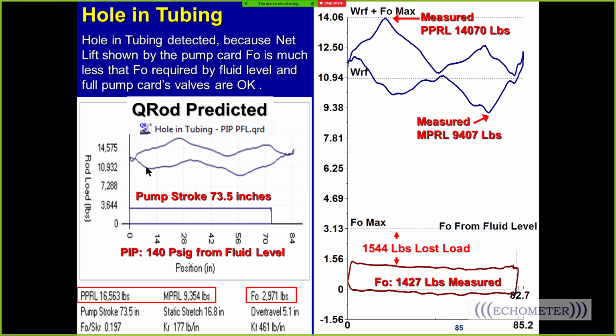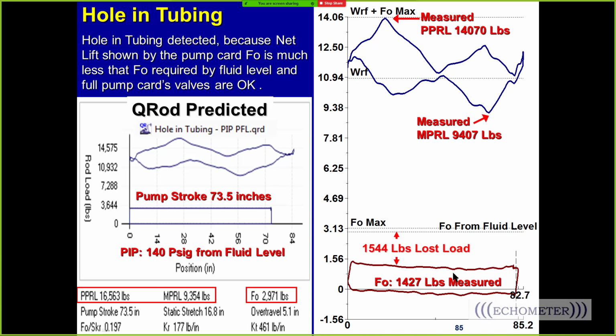QRod calculates what the load should be. And QRod says, hey, the loads on the upstroke, peak load should be 16,500. And look, the peak loads are way too low, but the minimum load matches up. So on the downstroke, the pump card is going to be okay. On the upstroke, we're missing some of our load. And the pump card is not tall enough. And here, look, the pump card is 2,400. It's supposed to be 3,000 pounds tall about, and it's about half of that.